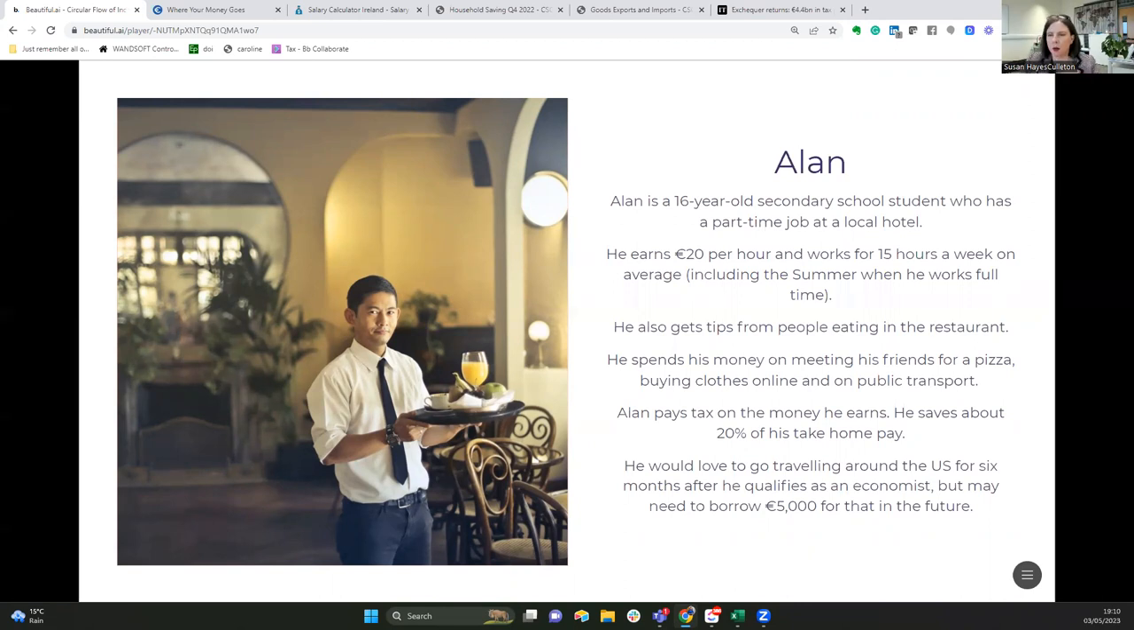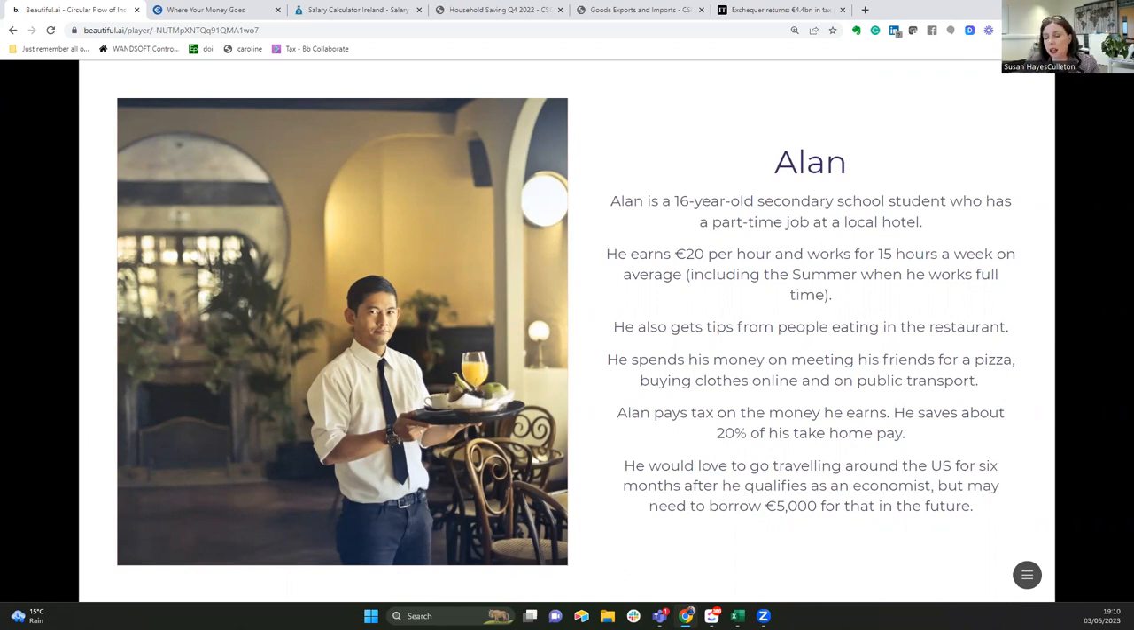And I want to point out as well, he gets tips from people eating in the restaurant, and some of those are local and some of those are international tourists. That's going to be key when we get to it in a little while. He spends his money on meeting his friends for pizza. He likes to buy clothes online, and specifically he likes to buy clothes from retailers in the UK and Spain. And he also spends money on public transport.